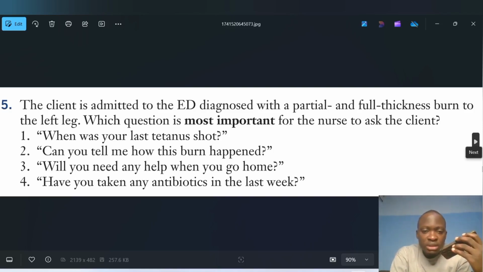Which one is the most important? Which one is priority? Which one will save the life of the patient? What do you guys think? Alright, the answer is number 1. When was your last tetanus shot?